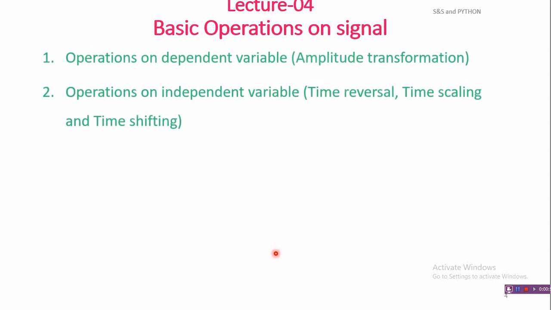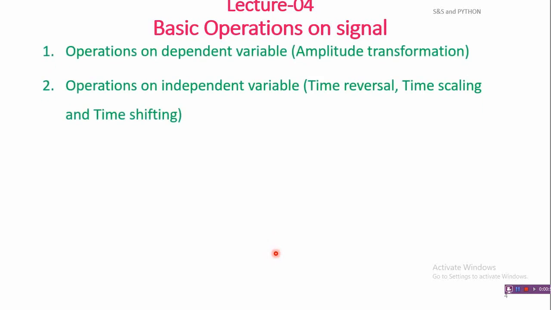Today we shall see some basic operations on the signal. The basic operations are performed on the two variables. Any signal will have an independent variable, most of the time it is time, and a dependent variable depending on the physical variable that we are interested in. There are some operations performed on the dependent variable and some operations performed on the independent variable. Those operations performed on the dependent variable result in the amplitude transformation, and the operations performed on the independent variable are time reversal, time scaling and time shifting.